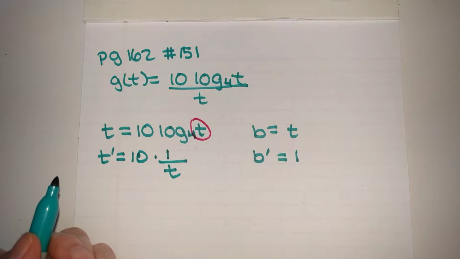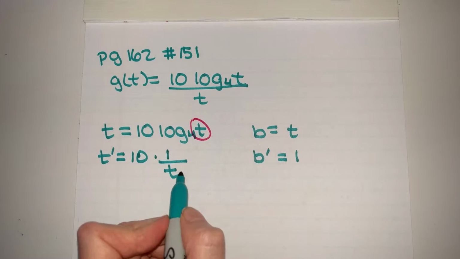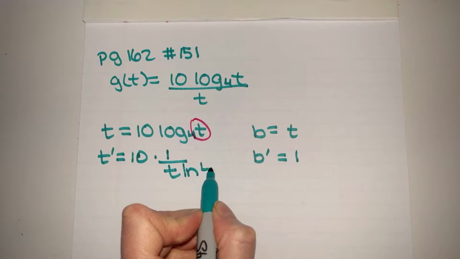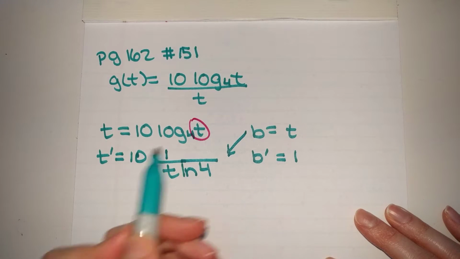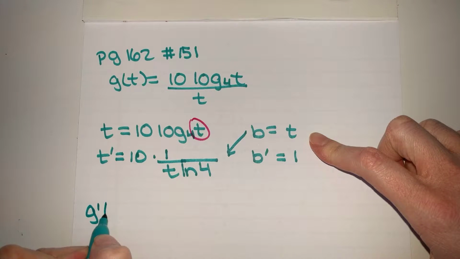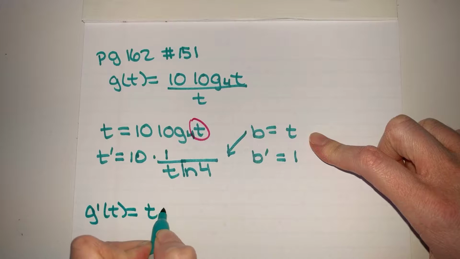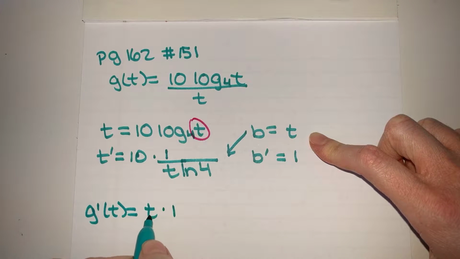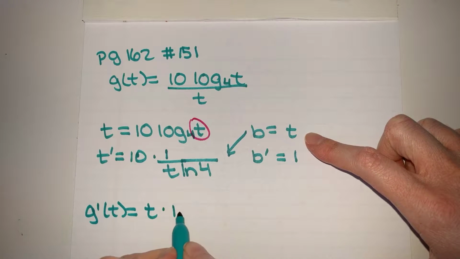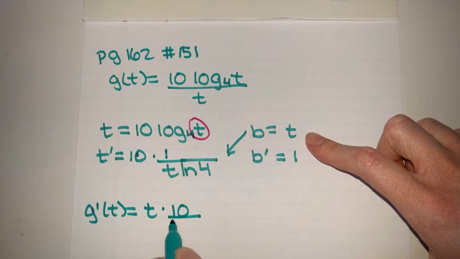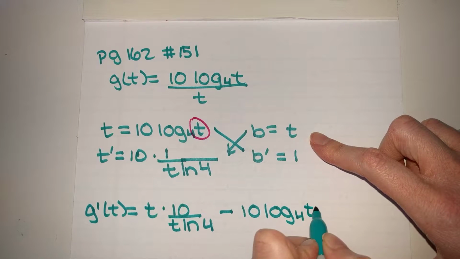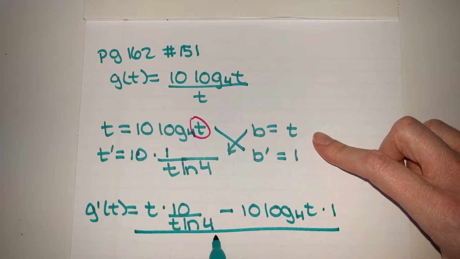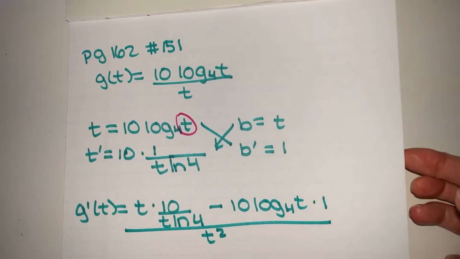Now, of course, this isn't natural log. This is log base 4. So we have to adjust it and write natural log of 4 in the denominator. So plugging this into the quotient rule, we'll start with the bottom. So g prime of t will look like bottom, which is our t, times the derivative of the top, so 10, and then over t natural log of 4, minus, and then the 10 log base 4 of t times 1, all over the bottom squared, t squared.